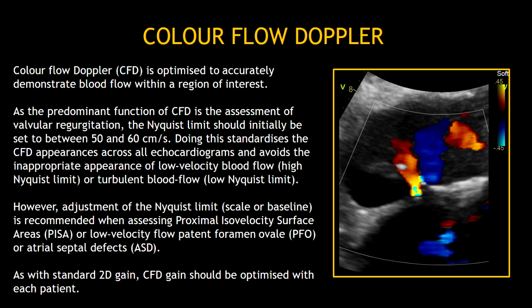Color flow Doppler is optimized to accurately demonstrate blood flow within a region of interest. As the predominant function of color flow Doppler is the assessment of valvular regurgitation, the Nyquist limit should initially be set to between 50 and 60 centimeters per second. Doing this standardizes the color flow Doppler appearances across all echocardiograms and avoids the inappropriate appearance of low velocity blood flow or turbulent blood flow.